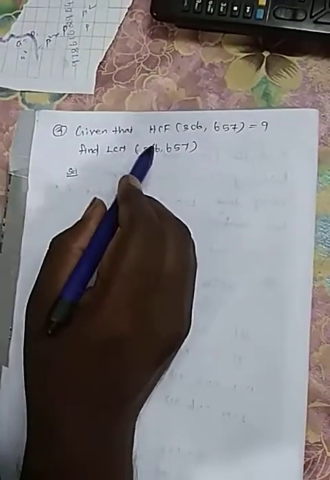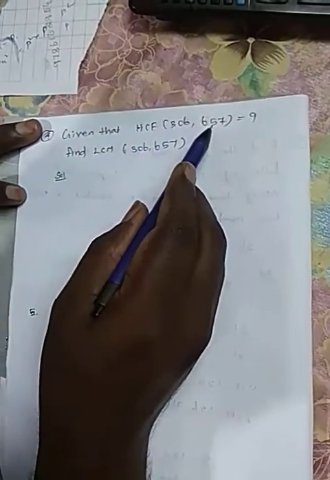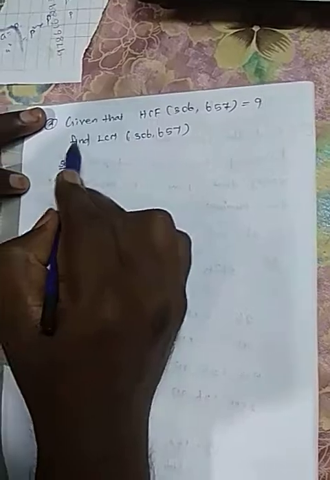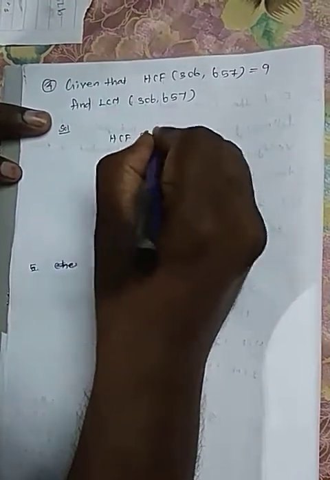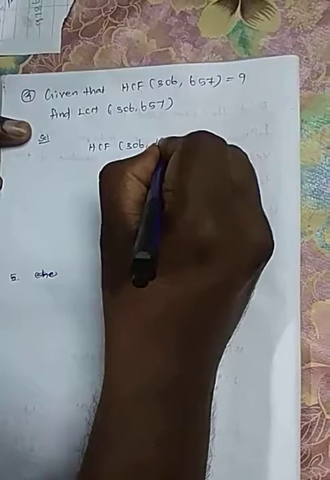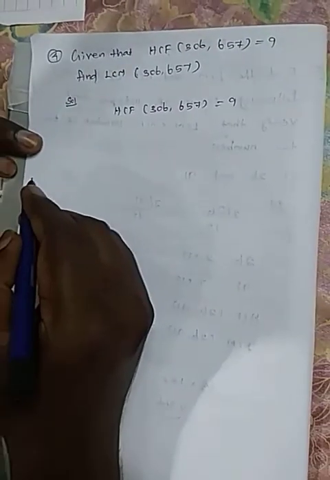Okay, next, fourth question. Given that the HCF of 306 and 657 is 9, find the LCM. Find the LCM. Okay, right. So given the HCF of 306 and 657 is 9. Next you want to find the LCM. Already you know the relationship between HCF and LCM.